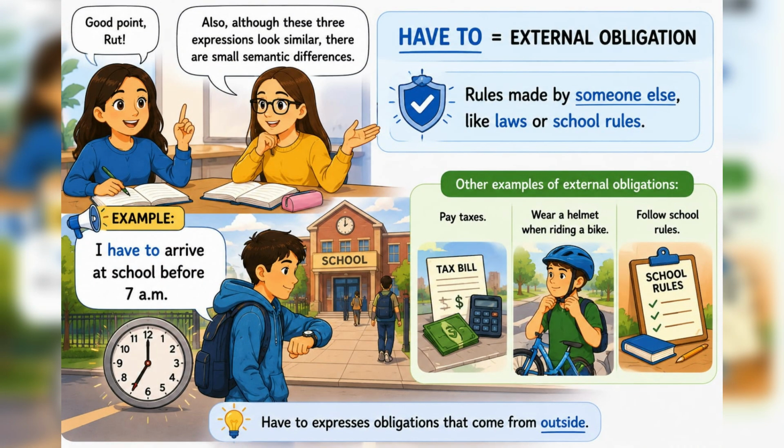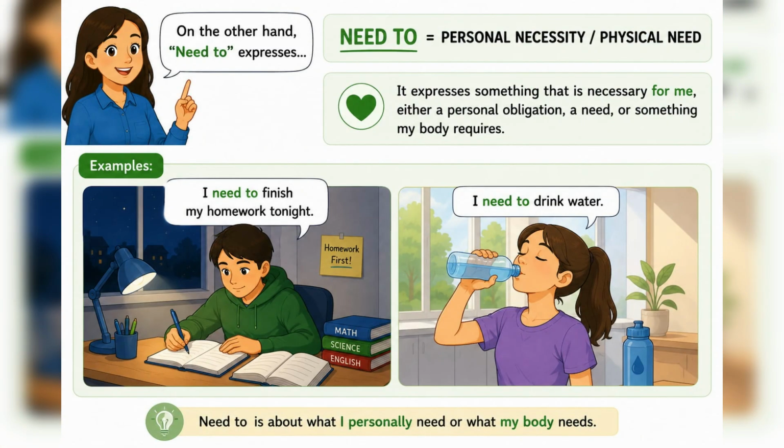Good point, Ruth. Also, these three expressions look similar. There are small semantic differences. We use have to for external obligations, rules made by someone else, like laws or school rules. For example, I have to arrive at school before 7 a.m. On the other hand, need to expresses a personal necessity or our physical need. For example, I need to finish my homework tonight, or I need to drink water.